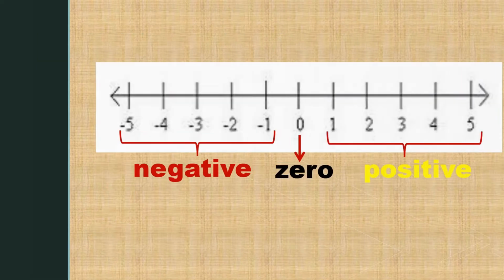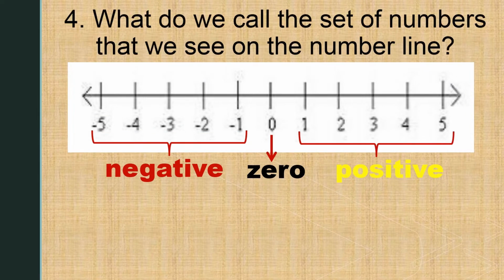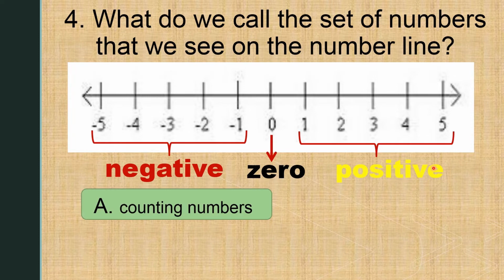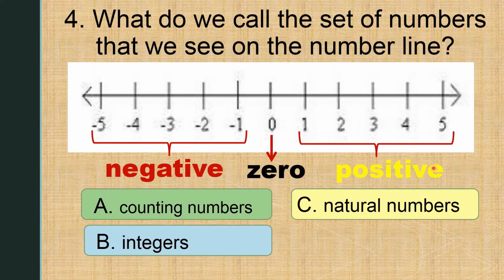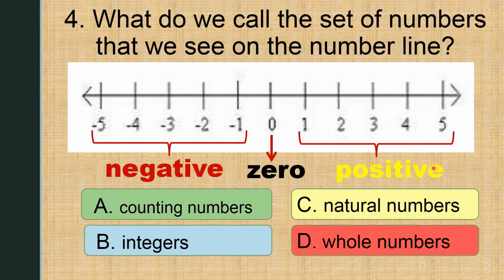Good work. Fourth question. What do we call the set of numbers that we see on the number line? So here is the figure, the illustration. It is already labeled. Is it A. Counting numbers, B. Integers, C. Natural numbers, or D. Whole numbers?